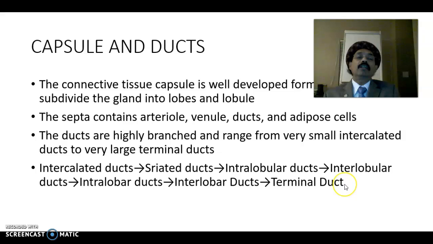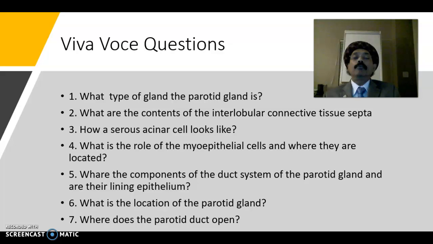The terminal duct, also called Stenson's duct or the parotid duct, opens into the vestibule of the mouth at the level of the crown of the upper second molar teeth. Okay, we got that. Now we'll go through some viva voce questions.